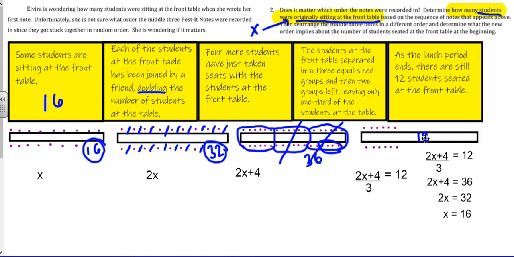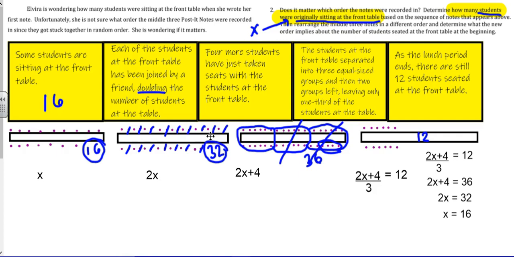We work backwards. So the first thing when we were working backwards is we had to multiply by 3. So we'll do the same thing. We'll multiply by 3 on both sides of the equation. So that gave us our 36 students at the table.